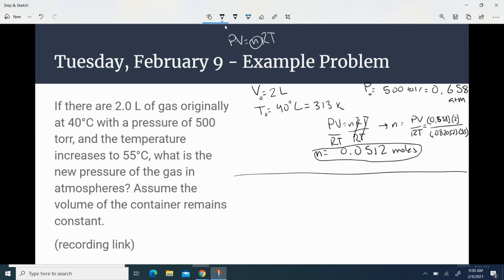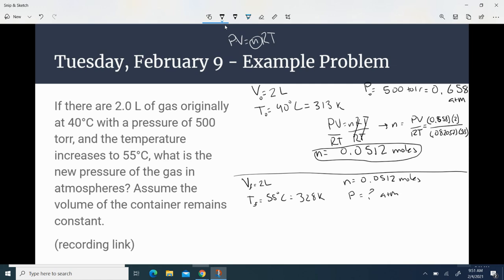Now let's move over, and find out what our new pressure is. Our final volume is still 2 liters, but we have a new temperature. Our final temperature is now 55 degrees Celsius, plus 273, which is 328 Kelvin. We know our n value is 0.0512. We didn't release any gas out of our system, and we didn't take on any more, so it's going to stay the same. But we don't know what P is, and we want it in atmospheres.